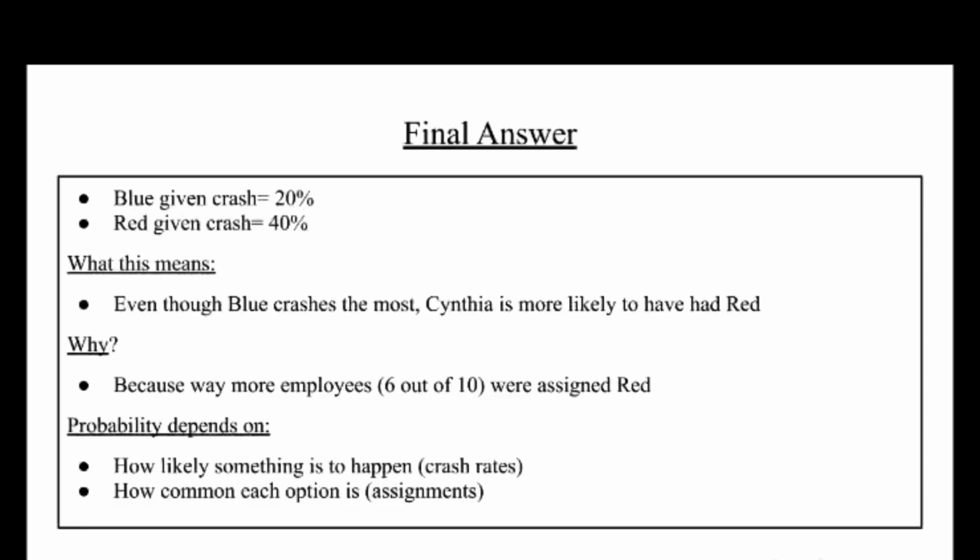So even though red crashes less often, it ends up more likely. So overall, Cynthia is more likely to have red than to have blue. This is because many more employees were assigned red. Bayes' rule shows that both how likely something is to happen and how common it is will affect the final probability.